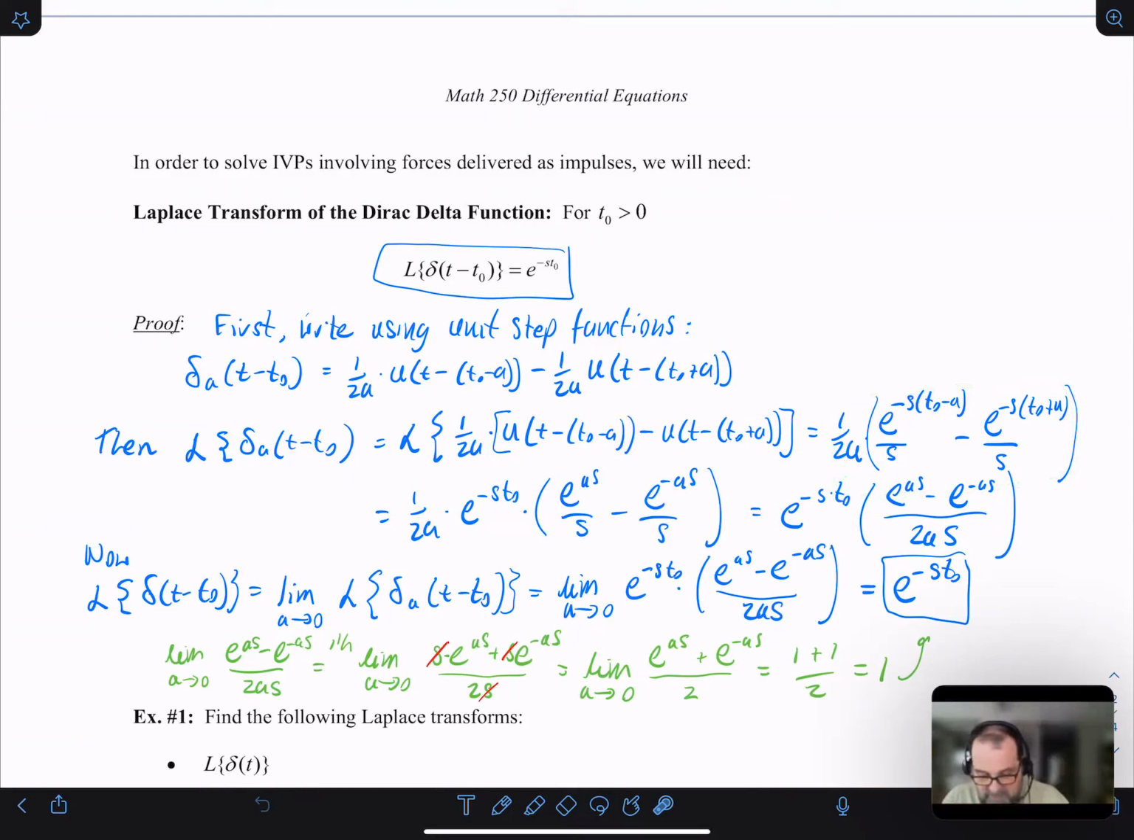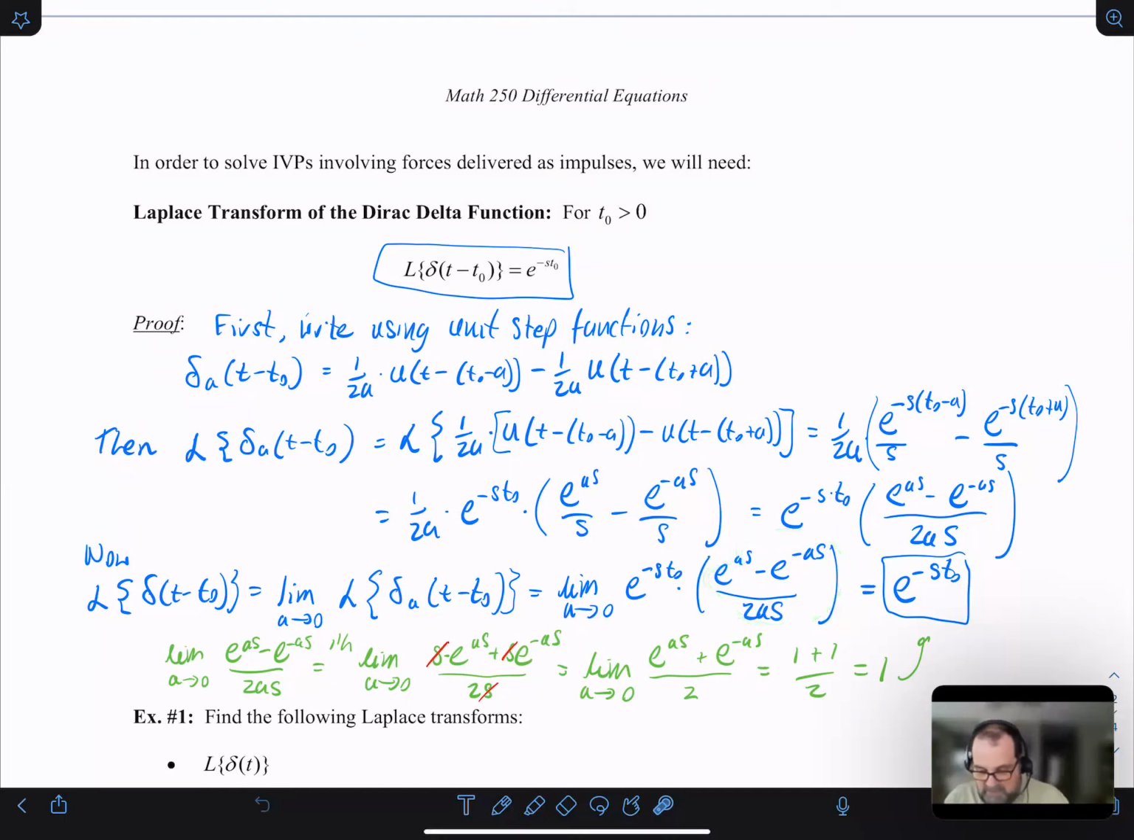So I have simplified this a little bit. You can apply exponent notation here, factor out an e to the minus st0, and get something that looks like this. So this is where I end up here, sort of working on this and simplifying. Then, in order to get the Laplace transform of the Dirac delta function, we simply need to take the limit as a goes to 0, right? This is how we turn our unit impulse into Dirac delta. So we're doing the limit as a goes to 0 of this function.